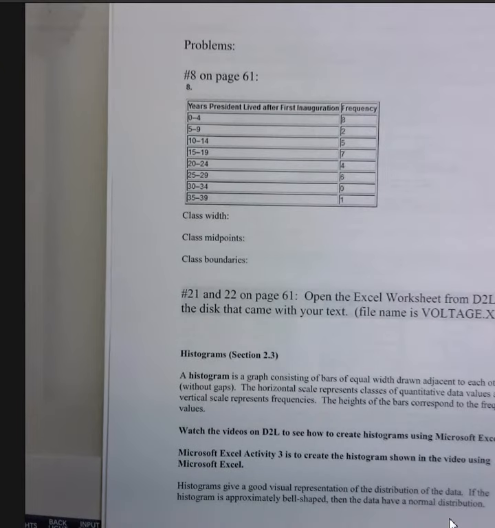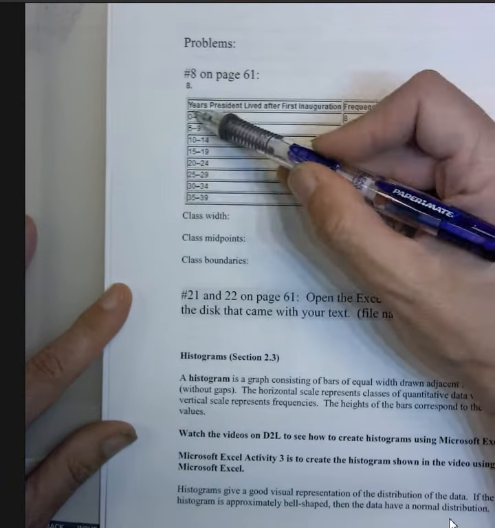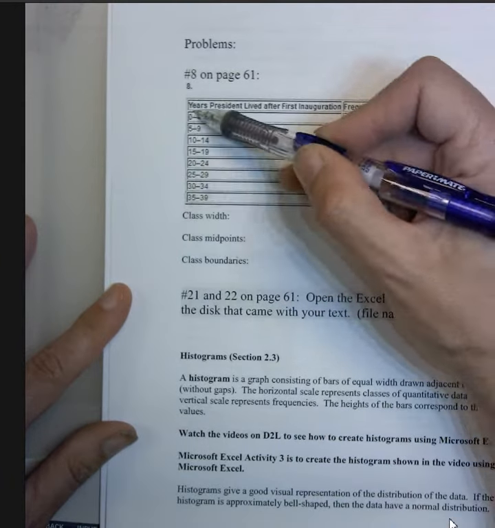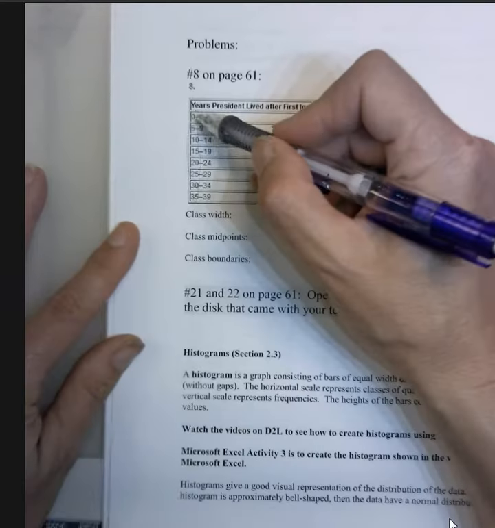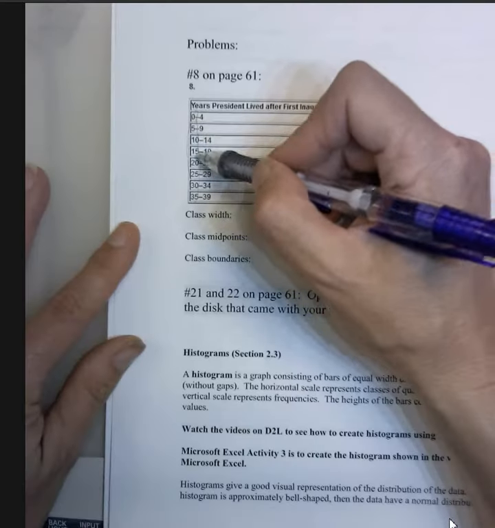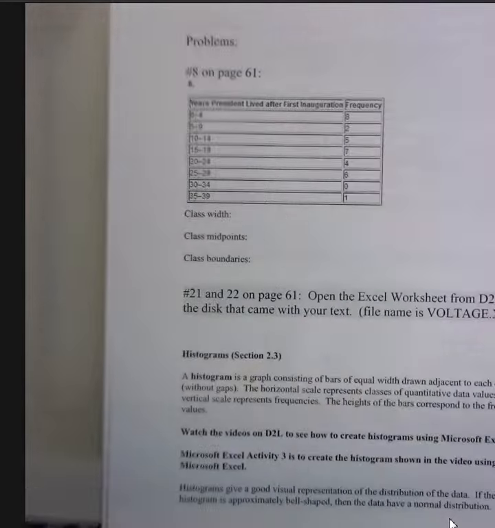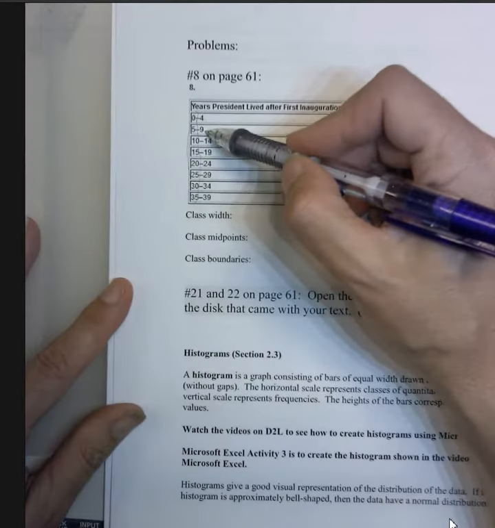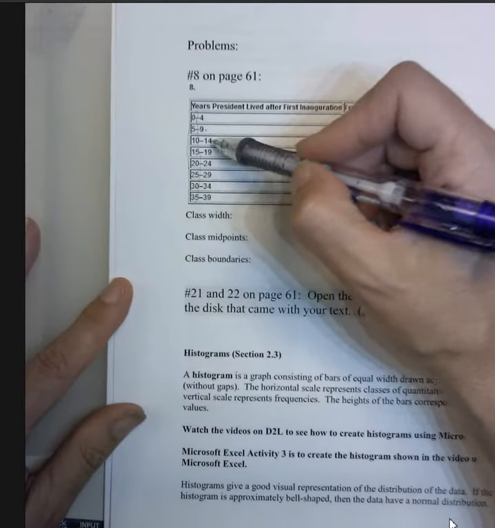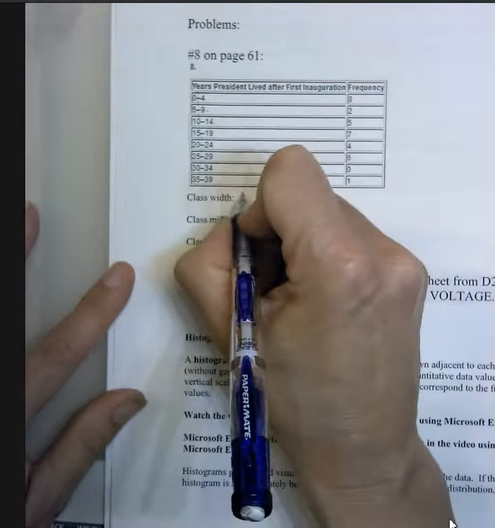So the first thing, suppose we were going to make a histogram of this data. What's the class width here? 5, right? And you can look at either how the lower endpoints increase or how the upper endpoints increase. If you look at the lower, 0, 5, 10, 15, 20, they go up by 5 each time. So do the upper endpoints. 4 to 9 is 5, 9 to 14 is 5, and so on. So the class width is 5.